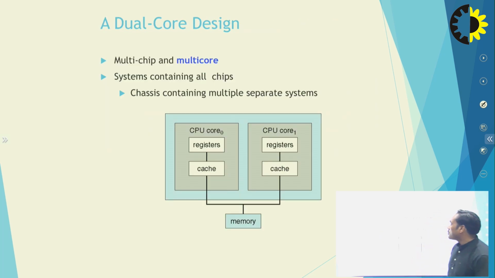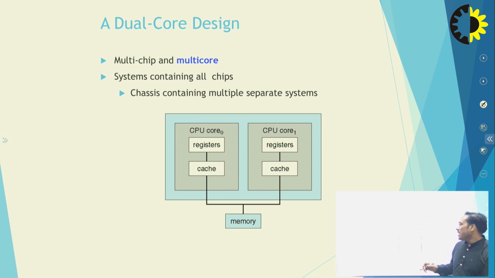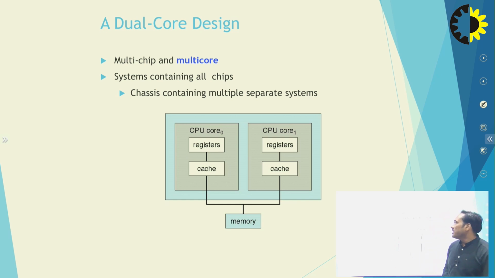Now what is the dual core design? The dual core design is designed in such a way that two or more CPUs are grouped in a single block, and they use the common memory and perform different tasks. So multi-chip and multi-core symmetric systems, with chassis containing multiple separate systems. In the dual core design there are two or more CPUs grouped in a single block, using the common memory and performing operations as a group.